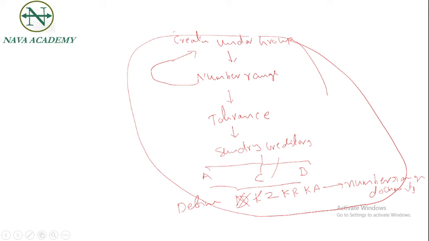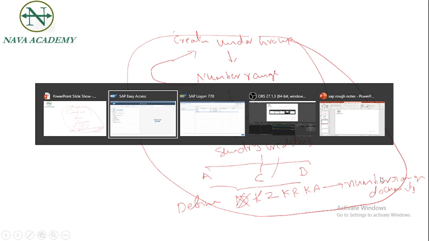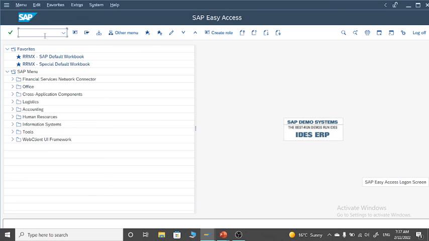Let's start. First, create the vendor group. The first step is to create the vendor group. Path: SPRO. First, create the vendor group. T-code: OBD3.